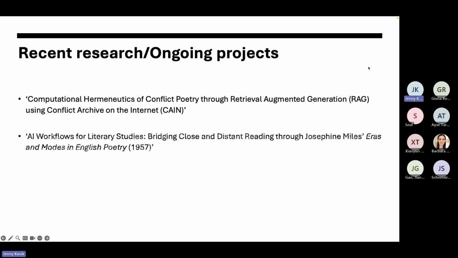So here are a few of my ongoing research projects that has influenced today's presentation in different ways. The first one is the ongoing project that I'm working on, computational hermeneutics through interacting with the Kane archive, conflict archive on the internet, which is specifically about the Northern Ireland Troubles. So apart from RAG, this is really coming from my obsession with understanding as much as possible about our text and not let AI taking the steering wheel.